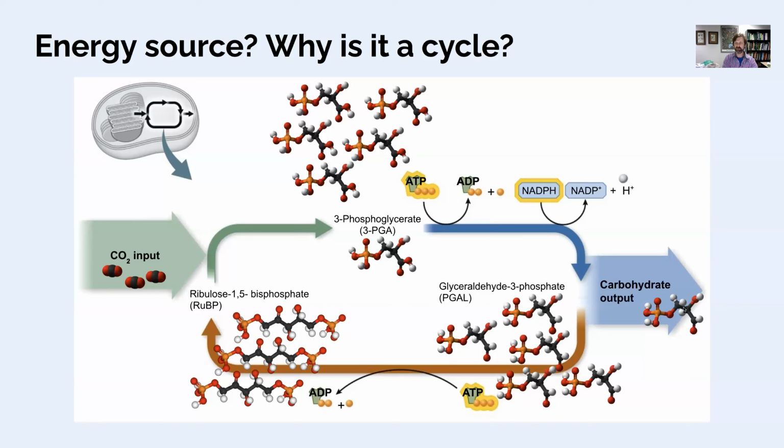So we're actually building molecules that weren't there before, or at least increasing the number of molecules that are there, and it uses energy. So we're using ATP, we're using NADPH, we're using ATP again. So the energy that was made in the light reactions can be used to power this carbon fixation process.